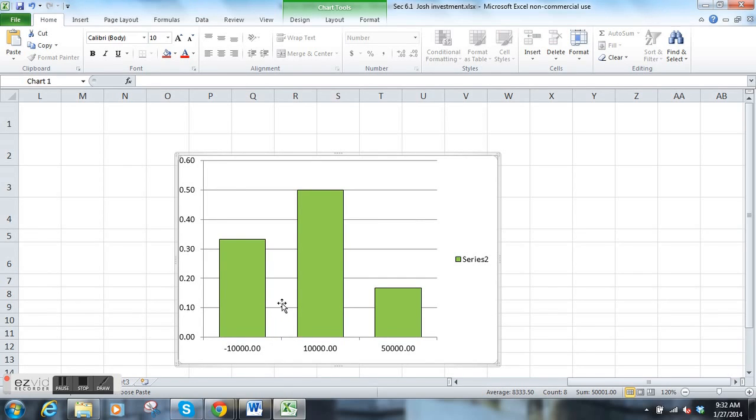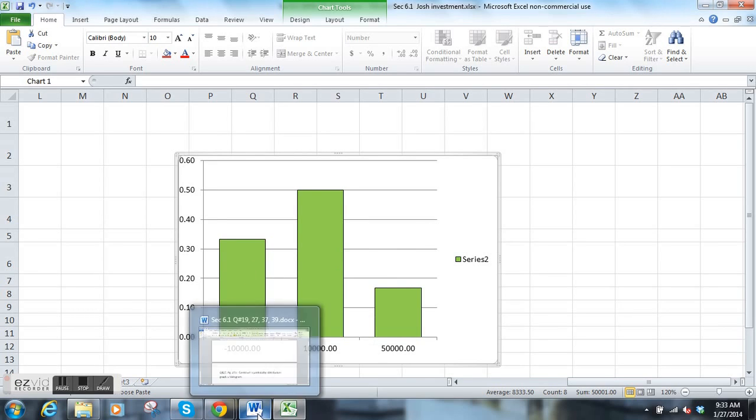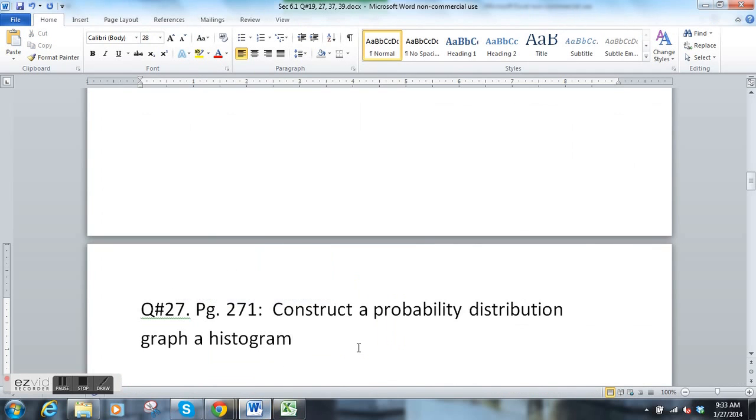The book has these histograms with the bars not touching, so I don't really care either way. You could have had the bars touching here, but I don't care. Basically, they just want a graph.